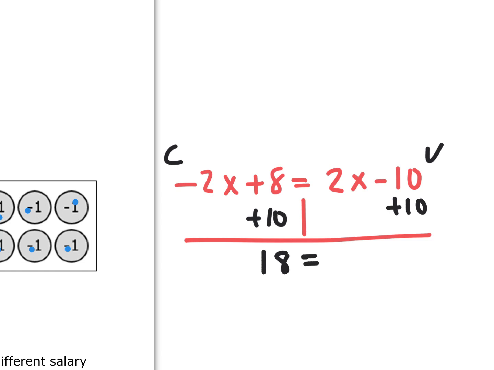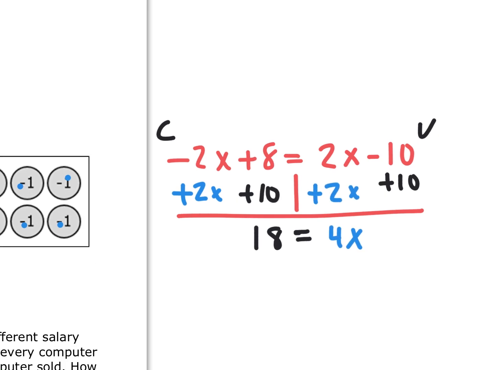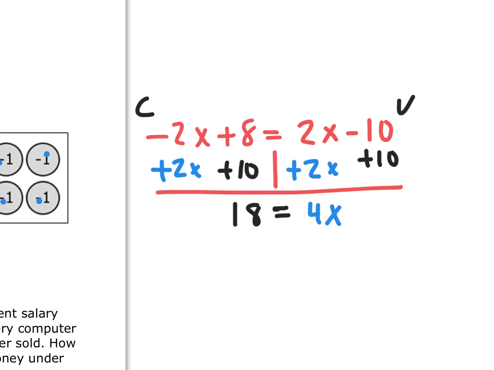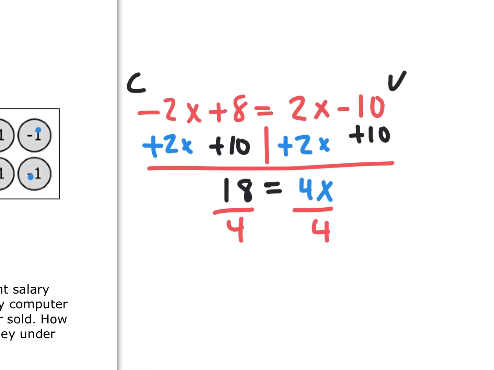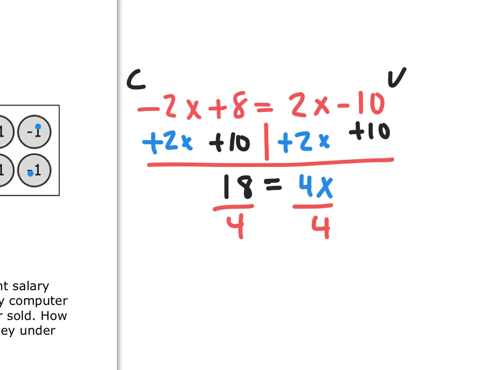And now I'm going to move the variables from the left to the right. Plus 2x, which would be 4x. And the last step, as usual, is divide. And 18 divided by 4 is going to be 4.5 equals x.